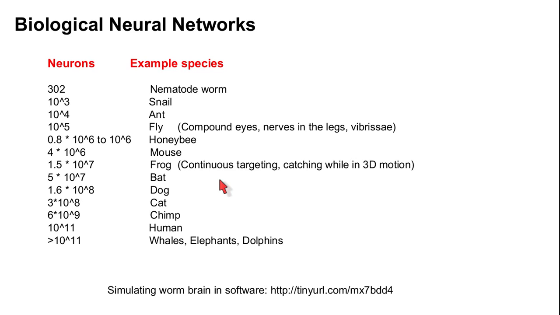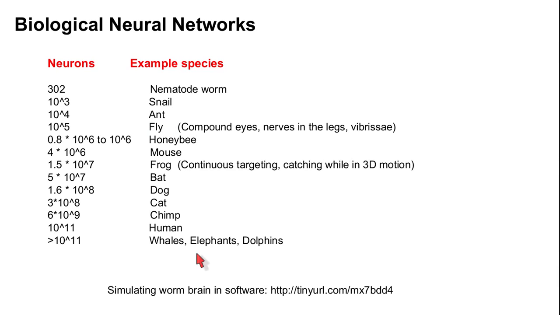To take a simple example, it's very easy to catch ants, but it's extremely difficult to catch a fly, because the fly has compound eyes, it has nerves in the legs, it has vibrissae which are highly sensitive to the pressure of the air that surrounds the fly. So if you try to throw an object towards the fly, it's able to detect that an object is coming at it, recognize the object, and take evasive action. That kind of evasive action is not possible for an ant.